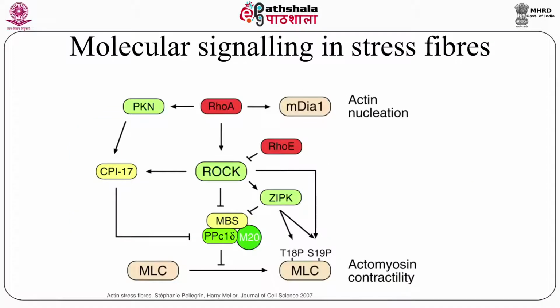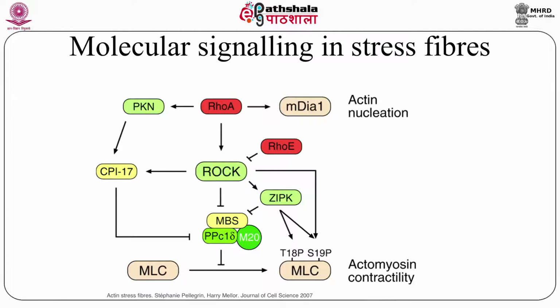Let's understand the molecular signaling in stress fibers. The Rho family of GTPases regulates many aspects of actin cytoskeletal dynamics and stress fiber formation. When bound to GTP, Rho activates two proteins. The first one is the ROCK or Rho-associated coiled-coil kinase. And the second one is called mDia. mDia stands for mammalian homolog of Drosophila diaphanous.